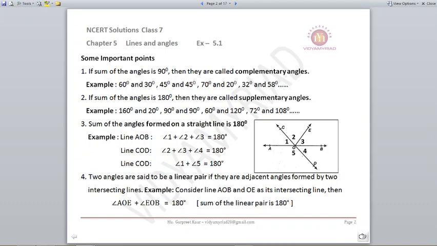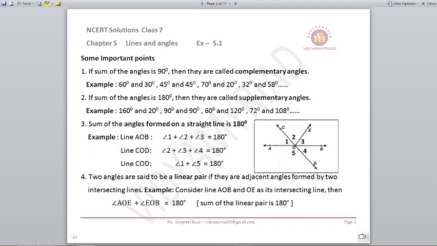Now, there are certain angles which are formed on a straight line, and the sum of all those angles will be equal to 180 degrees. For example, just look at the figure over here. You have the line AOB, a straight line, and above that line there are three angles, 1, 2 and 3. So their sum together will be equal to 180 degrees. We will write it as angle 1 plus angle 2 plus angle 3 is equal to 180 degrees.